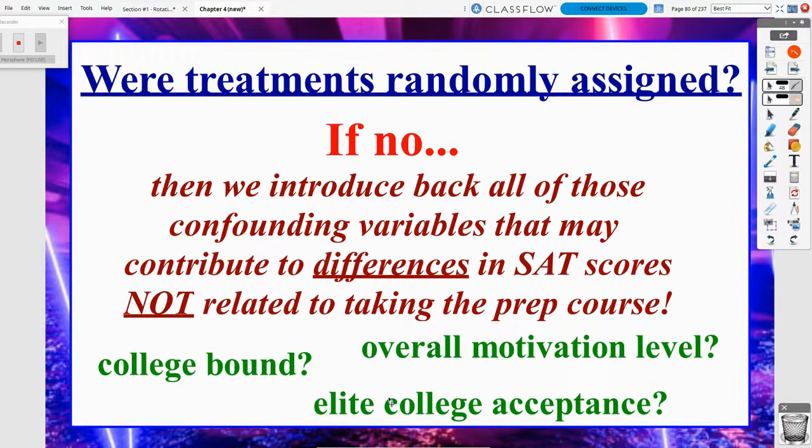So we want to randomly assign. And again, you might be like, well, that doesn't seem fair. That seems like we're doing something against their will. Yeah, kind of. It does kind of have that feel to it, right?